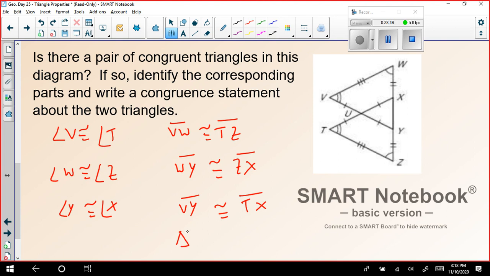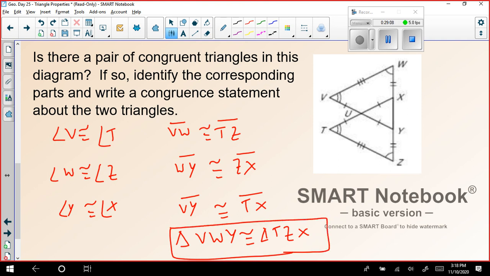The simplest one will be triangle VWY congruent to TZX, because VWY and TZX are corresponding. Okay, this is one of the statements to say that these two triangles are congruent. Let's see the next slide.